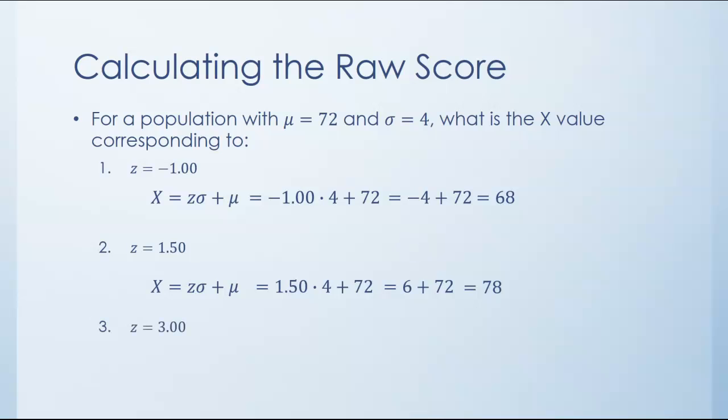And then our last example, we're going to do a z-score of 3. So again, we're going to do the z-score times the standard deviation plus the mean. So we've got 3 times 4 plus 72, which would give us 12 plus 72, which would give us 84.